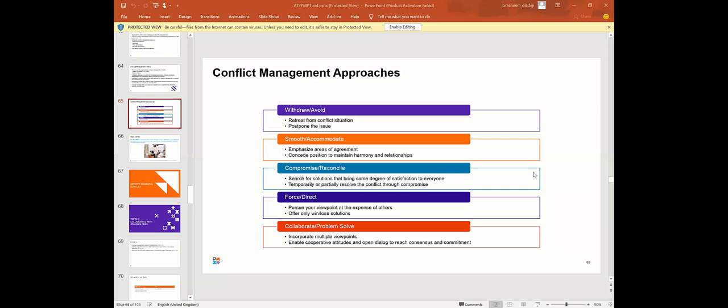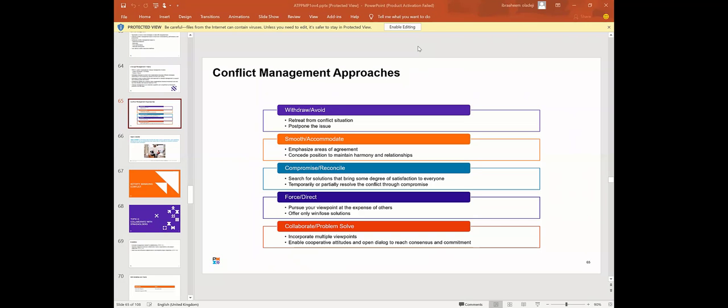Okay. So the first one is withdrawal / avoid. Retreat from the conflict situation and postpone the issue. I think this scenario is when a conflict is getting out of hand and tempers are about to start flaring. So you can just withdraw, retreat. Okay, don't worry, we'll handle this tomorrow by this time, so that everybody's tempers can be cooled down first before we address the issue, so as not to create a bigger problem.